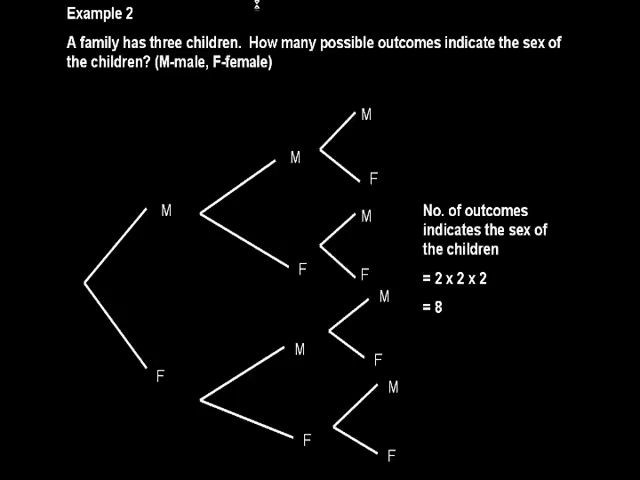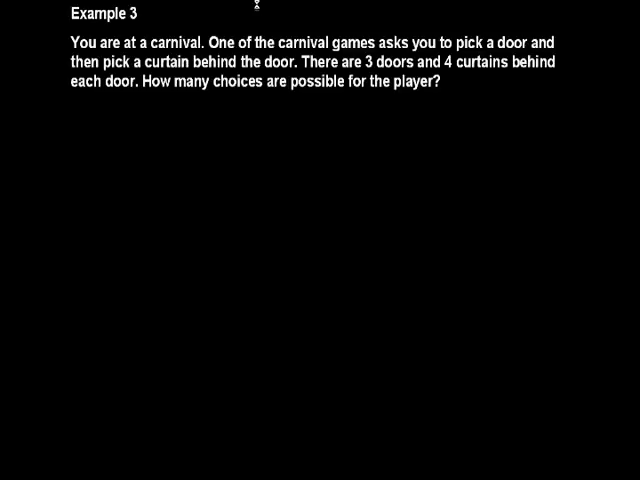Last question. Example 3. You are at a carnival. One of the carnival games asks you to pick a door and then pick a curtain behind the door. There are 3 doors and 4 curtains behind each door. How many choices are possible for the player?